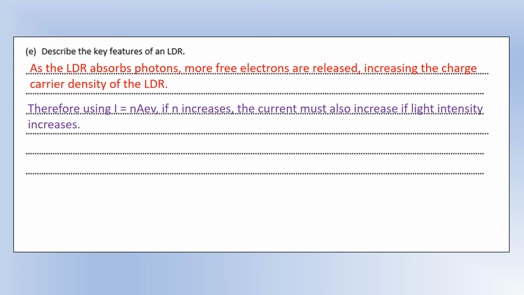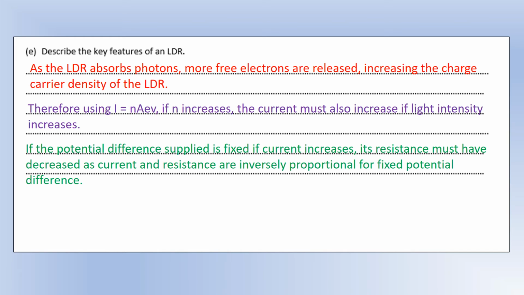And from the equation we saw earlier, if we have a higher charge carrier density, what we're going to end up with is a higher current, even if none of the other properties change. And if our current's higher, but the potential difference in our circuit is the same, what that must have meant is we've decreased the resistance of the LDR. So essentially, the function of an LDR is when light intensity on the LDR increases, the resistance decreases.